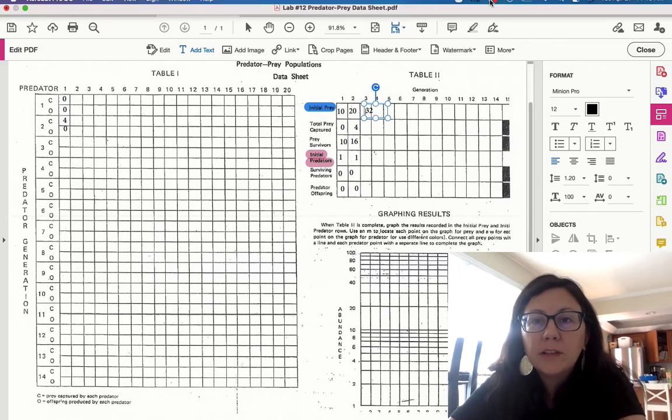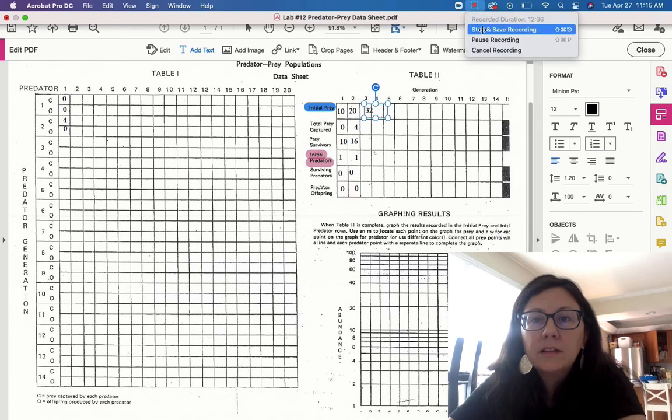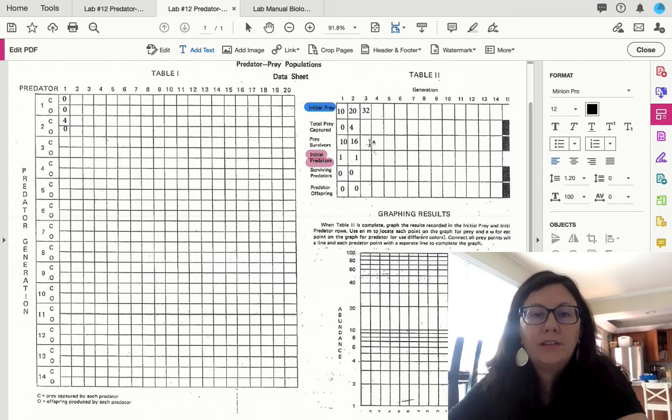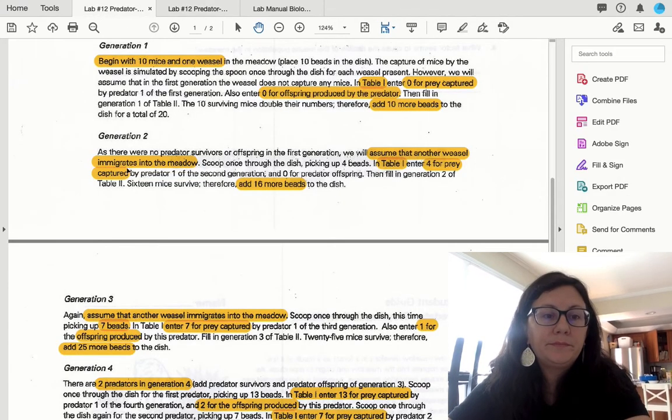Sorry, I'm going to pause this while I adjust it. So the total mice population has doubled. Let's see in this third gen, as far as the number of predators to start, the initial predators, there were 0 surviving predators and there were 0 offspring, but you don't put 0, there's always the assumption that 1 is coming from another nearby meadow. Shrink that. Now we are in the third generation, so let's see what happens.